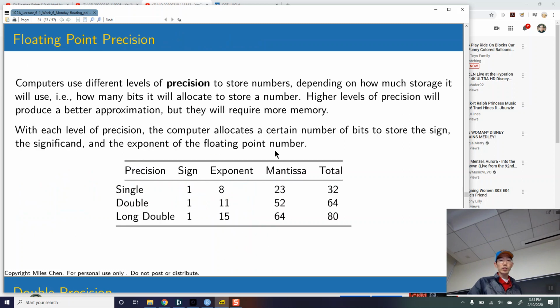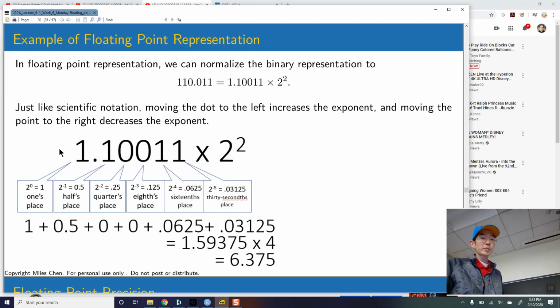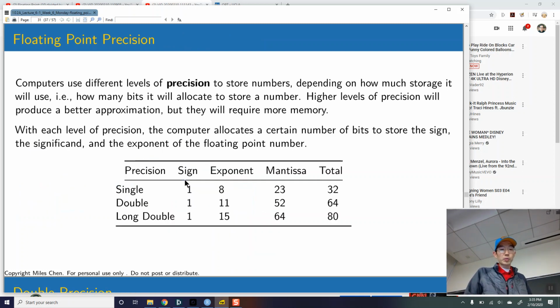All right, so what we want to do is take something like this and represent it in our computer. When we do this, we've got a sign bit, an exponent, and a mantissa. And computers technically will have 3 different levels of precision, and this is all part of the IEEE 754 specification. You can have single precision numbers, which use a total of 32 bits, a double precision number, which is 64 bits, or a long double, which will have 80 bits to represent a number.